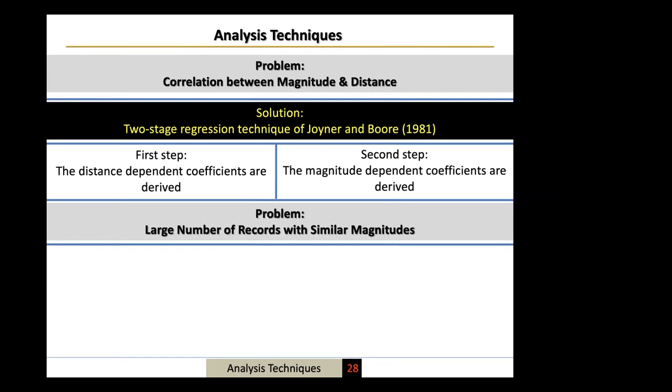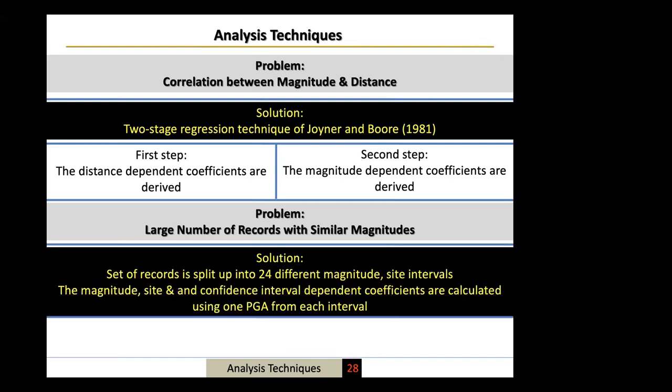I mean, something similar to that one. So the next problem is a large number of records with similar magnitudes. A solution to that one is that your set of records is split up into, for example, 24 different magnitude size intervals. And the magnitude size and confidence interval dependent coefficients are calculated using one PGA from each interval.